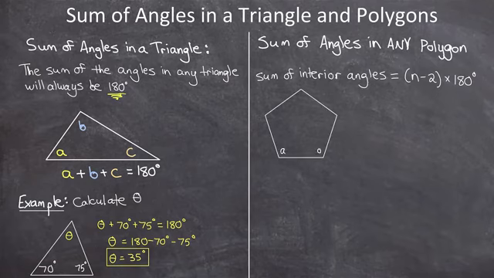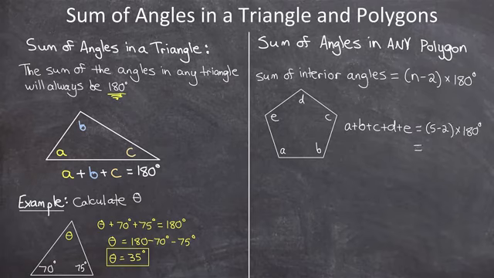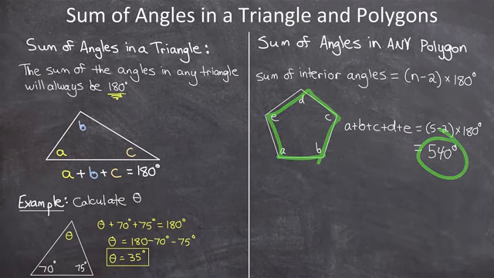that polygon, angles A, B, C, D, and E, I know that I could figure out what the sum of those 5 angles would be by using this formula, where I just sub in 5 for n because this polygon has 5 sides. So I would do 5 minus 2 times 180 degrees. That's 3 times 180, which is 540 degrees. So the sum of the interior angles of this pentagon would be 540 degrees.